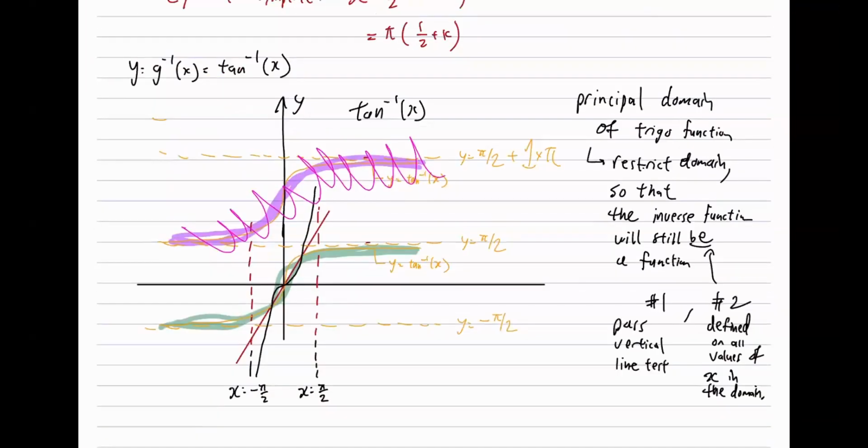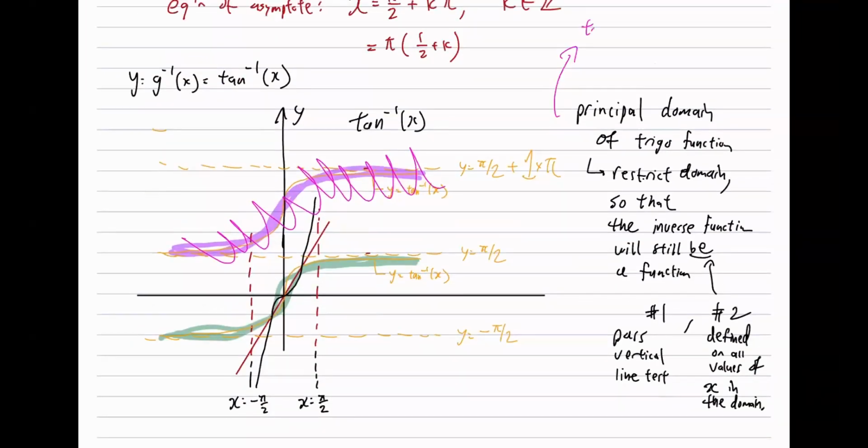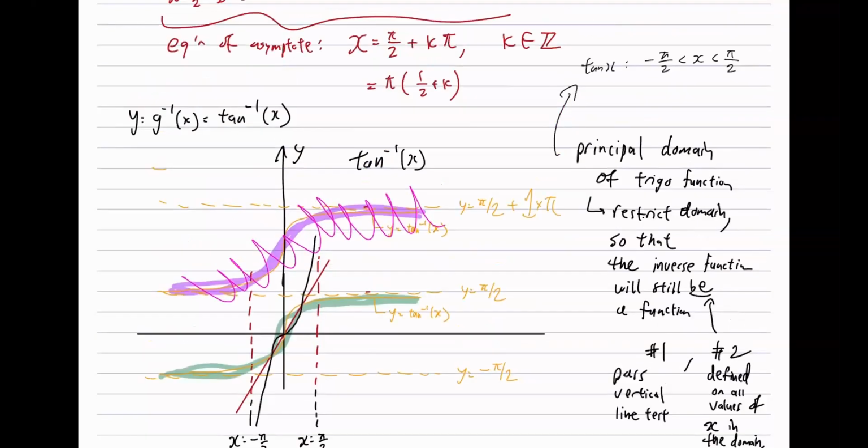So let me just tell you what the principal domains are. For tangent x, it will be negative pi over 2 less than x less than pi over 2. You cannot include pi over 2, if not, it will be undefined. Maybe I shouldn't have used pink. Let me use a different color, black. Looks nicer. Let me zoom in.